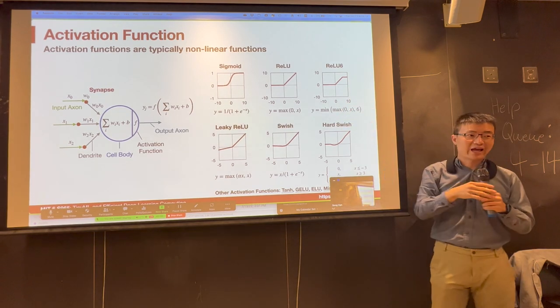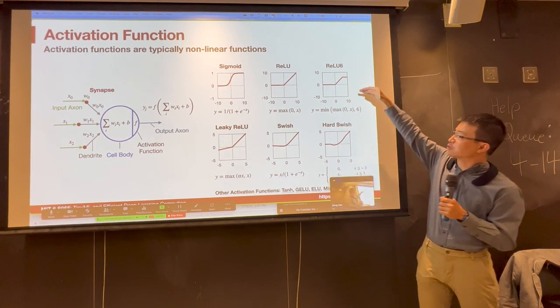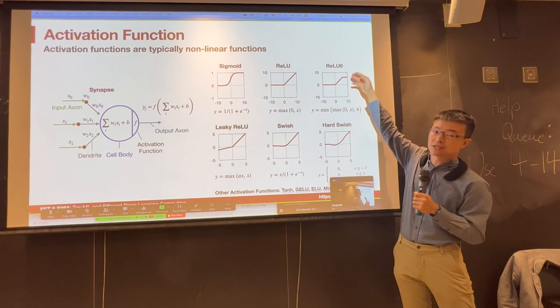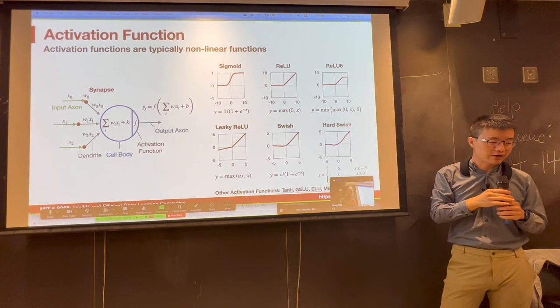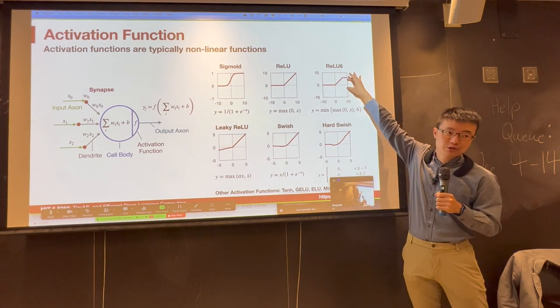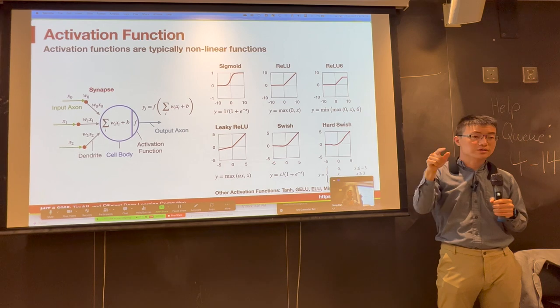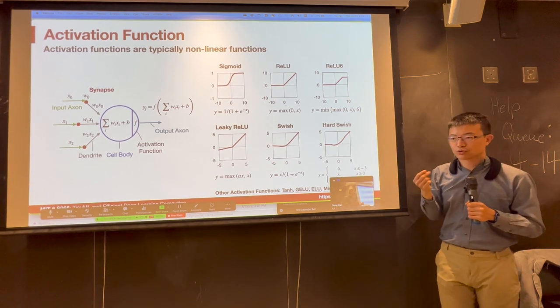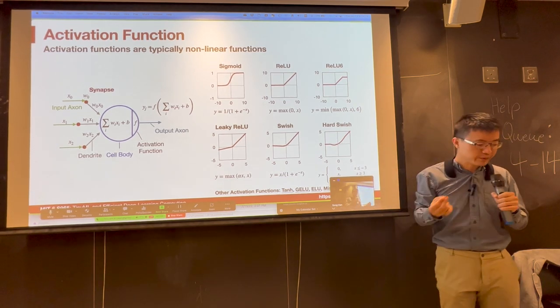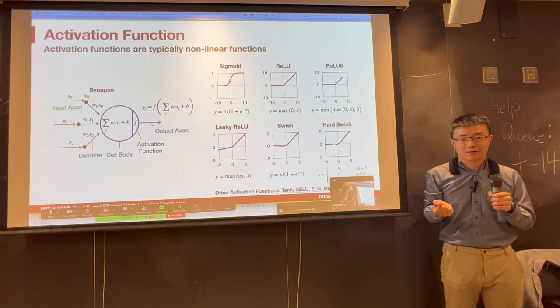If we can cap it, we can threshold the output to be some number, maybe 6. So ReLU 6 is also a very popular activation function. And why do we want to cap it? This makes it possible to have a fixed range between 0 to 6, which makes it easier to do quantization. And what is quantization? We are going to introduce that in the second lab.